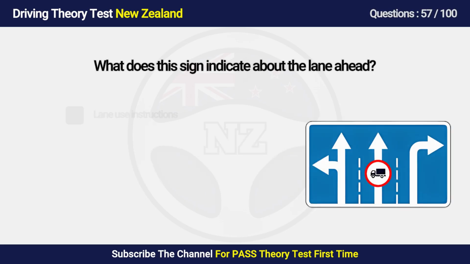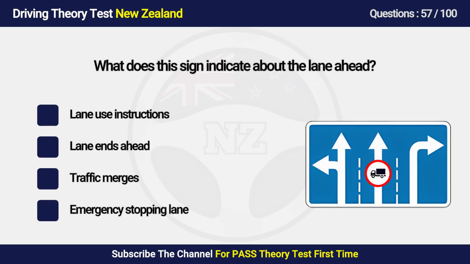Question 57. What does this sign indicate about the lane ahead? A. Lane use instructions. B. Lane ends ahead. C. Traffic merges. D. Emergency stopping lane.